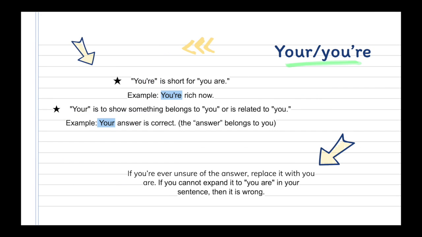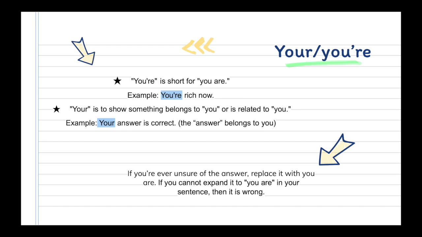The next set we will be going over is you're and your. So you're, y-o-u apostrophe r-e, is short for you are. So an example is, you're rich now. And then your is to show something belongs to you or is related to you. An example of this is, your answer is correct. In this case, the answer is what belongs to you.